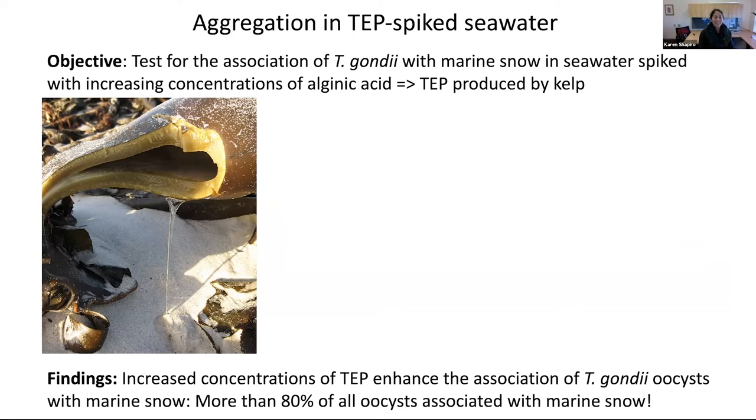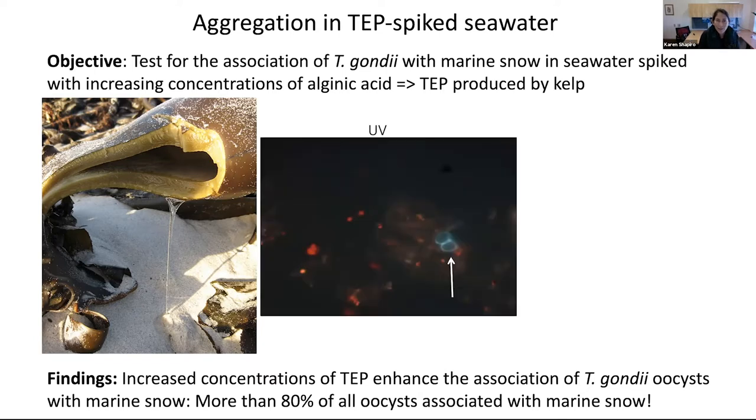And what we found is that the more TEP we added to the seawater, the more toxoplasma oocysts were ingrained inside these aggregates. In fact, in waters that contain as much TEP as typically found in kelp forests, 80% of all the toxoplasma oocysts were bound inside these aggregates. We were also able to do some microscopy and we discovered some really neat things that we just had no idea about before. So remember I showed you how these oocysts look blue under UV.